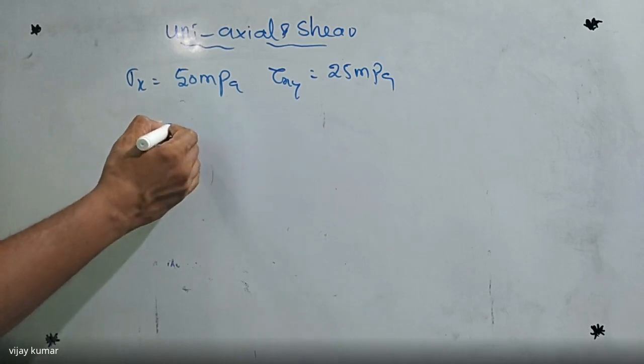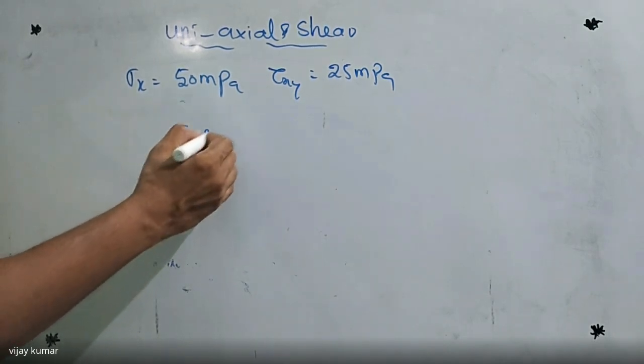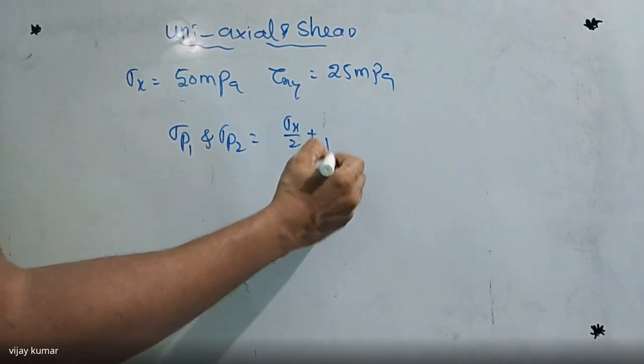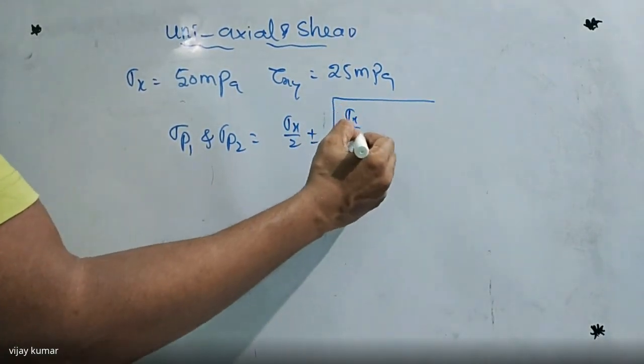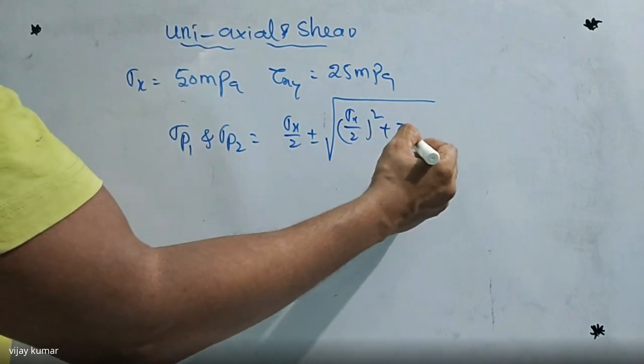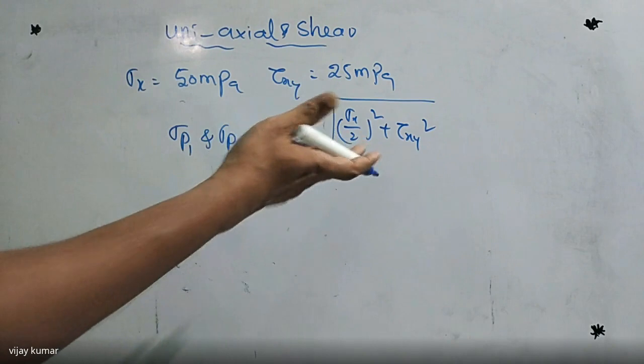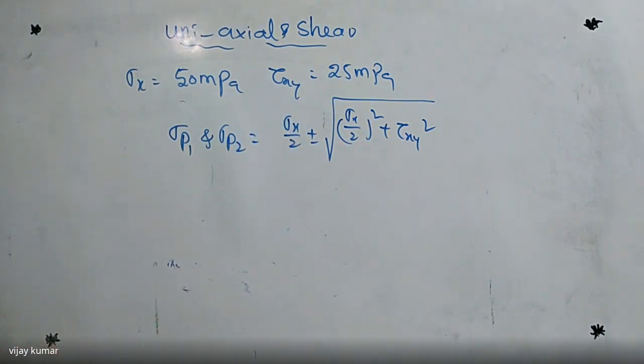How to calculate maximum and minimum principal stress in this state of stress? We know that very well. That is sigma P1 and sigma P2 is equal to sigma x by 2 plus or minus square root of (sigma x by 2) whole square plus tau xy whole square. Now substitute those values, take positive and take negative, then we can get the value of maximum and minimum principal stress.